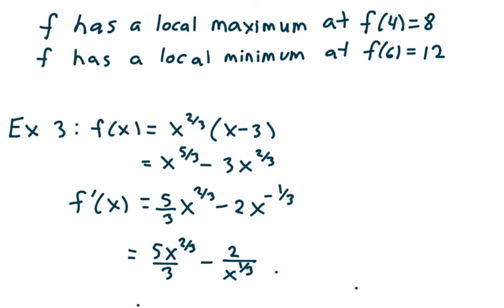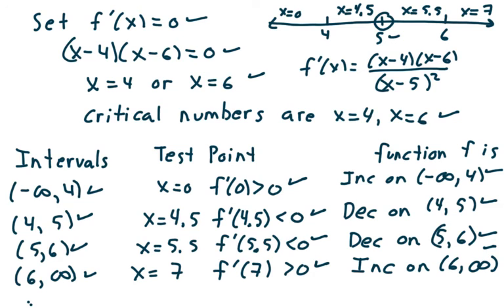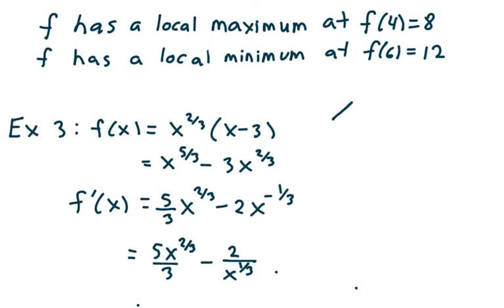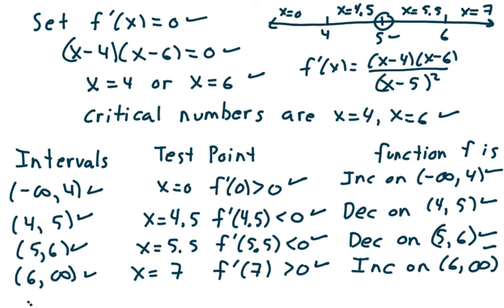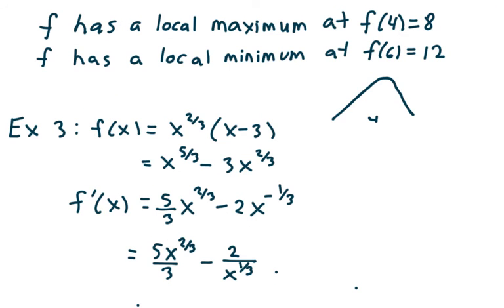Next page. So f has a local max at f of 4 equals 8. Why? Because you're going from increasing to decreasing at x equal 4. And then over here, you're going from decreasing to increasing. And the breakpoint is 6. So you're going from decreasing to increasing. So you're at the bottom.